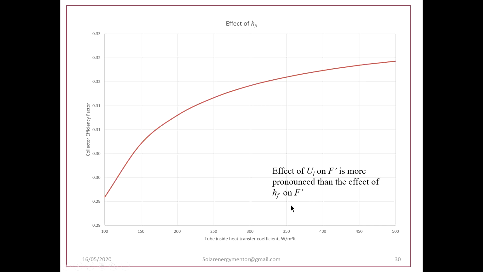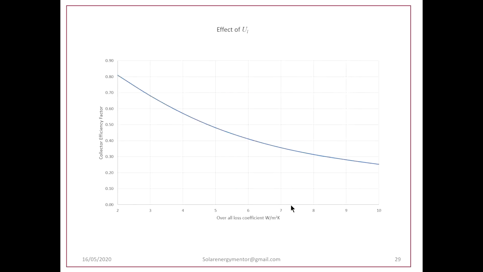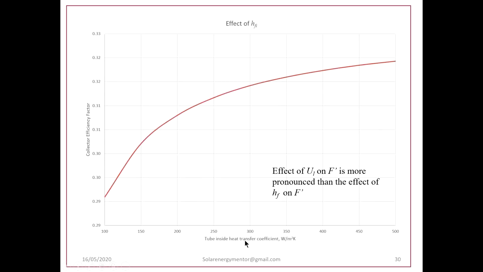But when you compare this with the effect of UL on F dash, the range is from 0.28 to 0.8. The variation is very remarkable there, but here the variation is not very remarkable. It is just 0.295 to 0.31. So the effect of overall heat loss coefficient on F dash is more pronounced than the effect of HFI on F dash.